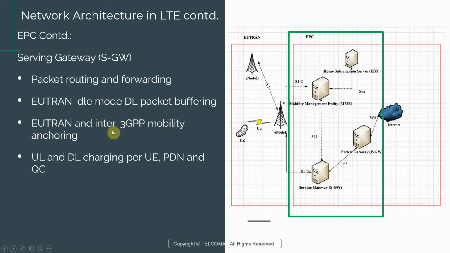Again, like I said, there can be a 3G network that is overlapping with 4G, and you are handing over between 3G and 4G. In that instance, the serving gateway also buffers your data.